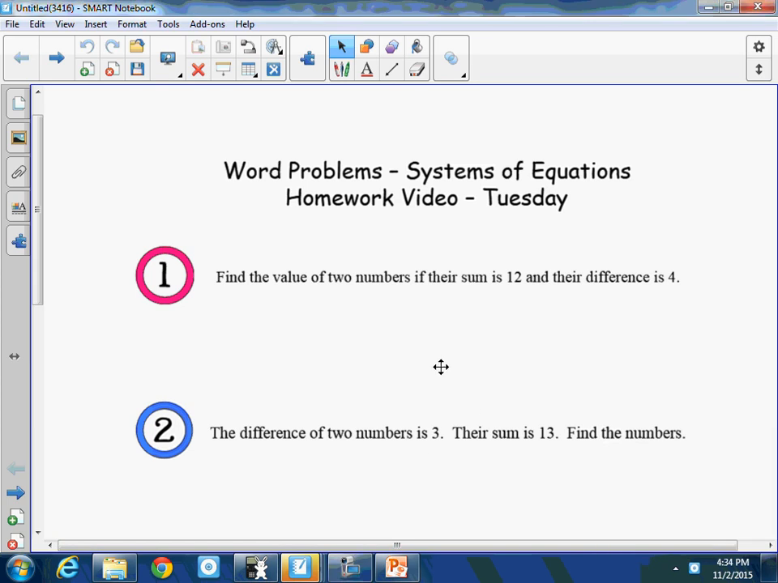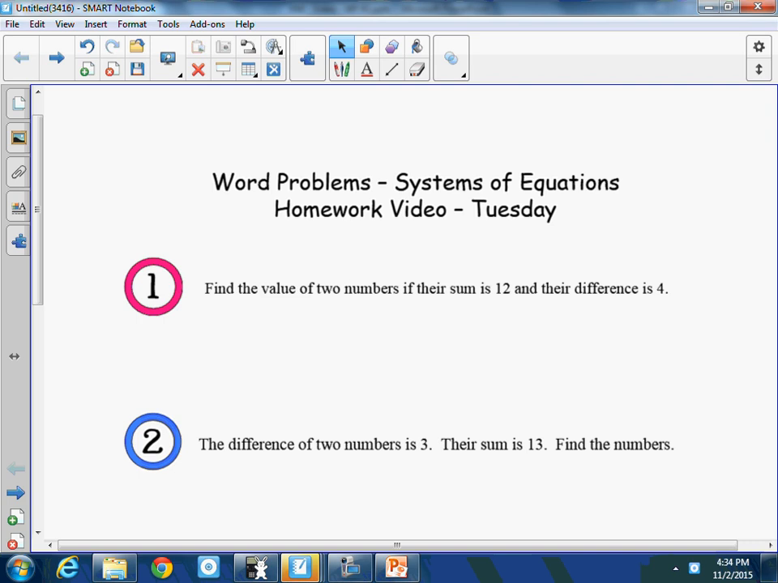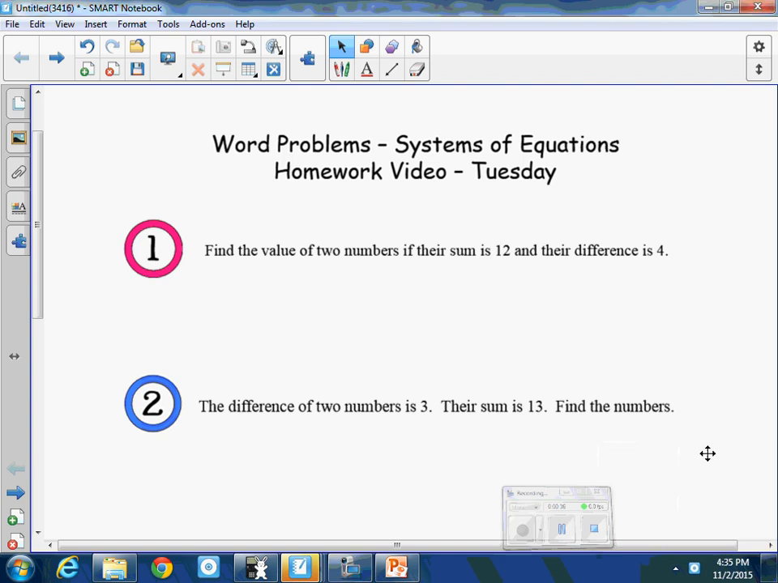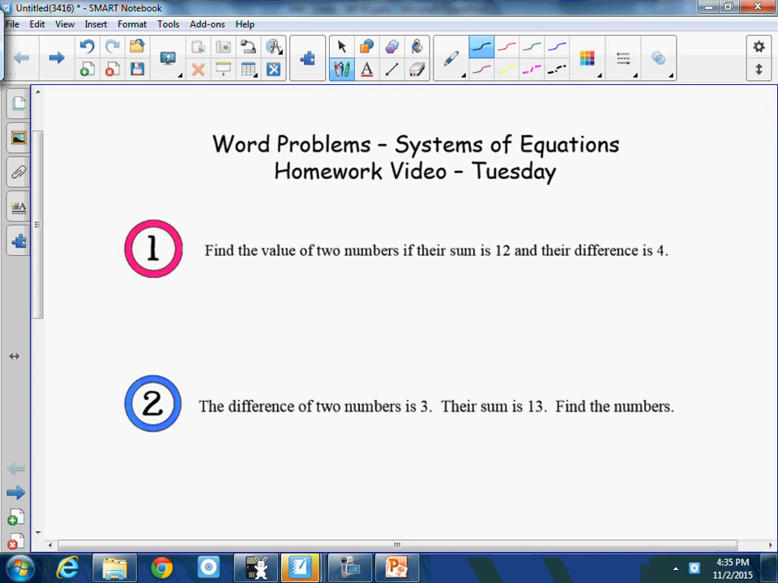Find the value of two numbers if their sum is 12 and their difference is 4. Okay, so my two numbers will be x and y. Sorry about that. So my two numbers would be x and y. So when I add them, their sum is 12. And when I subtract them, their difference is 4.